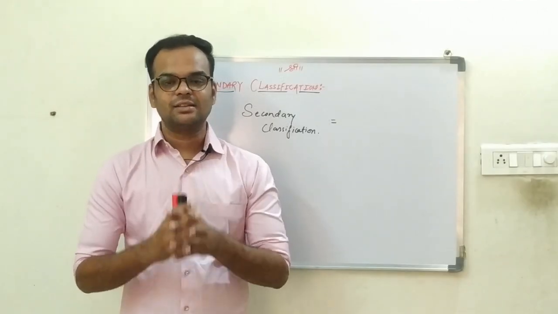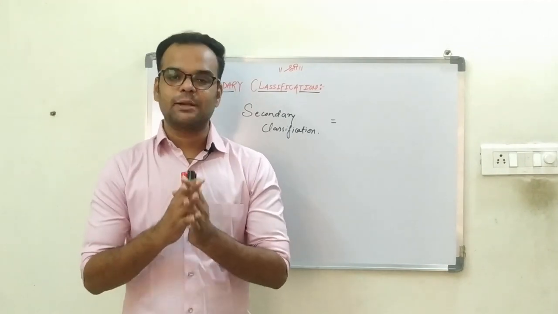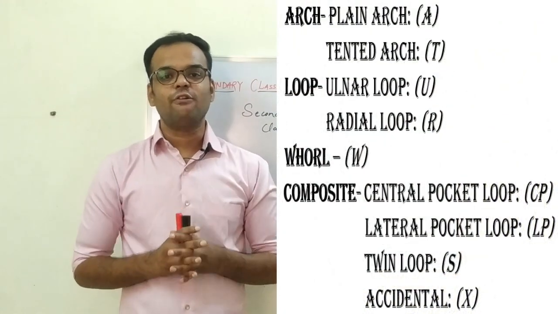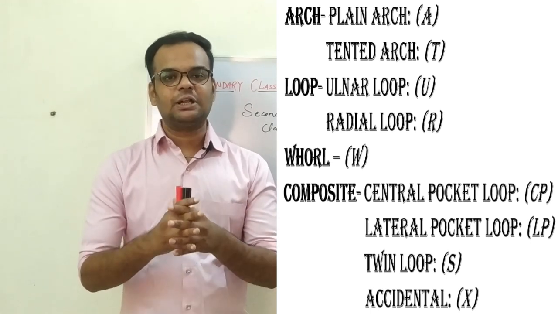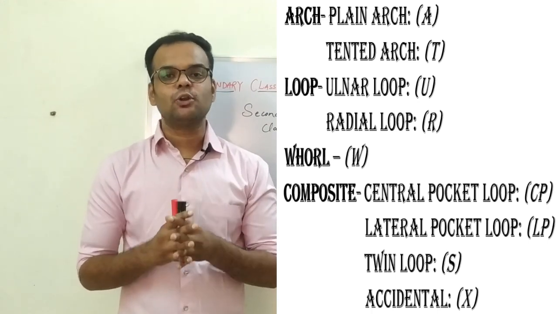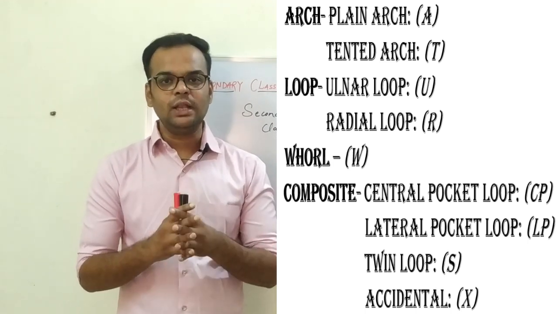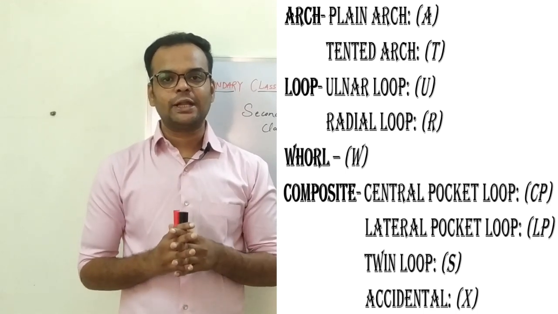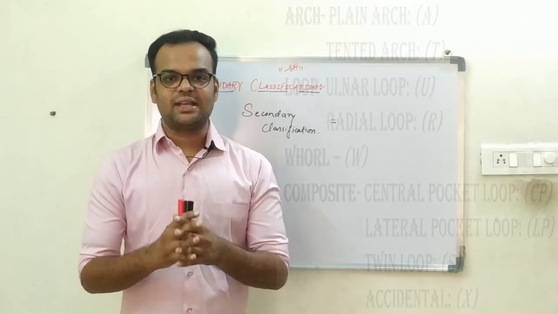Before understanding the classification of fingerprint, we need to be clear about the symbols of fingerprint patterns. As you can see on your screen, these are the symbols of fingerprints. For plain arch, it is denoted by capital A. For tented arch, it is denoted by capital T. For ulnar loop, it is U. For radial loop, it is R. For whorl, it is W. For central pocket loop, it is CP. For lateral pocket loop, LP. Twinned loop, S. And accidental, X.